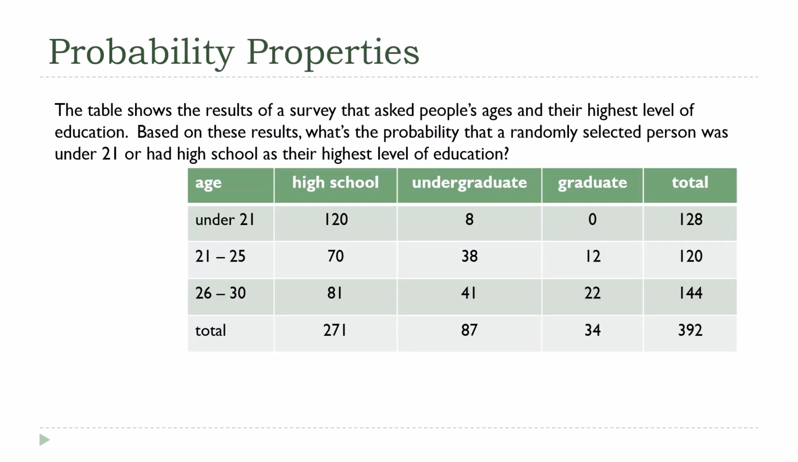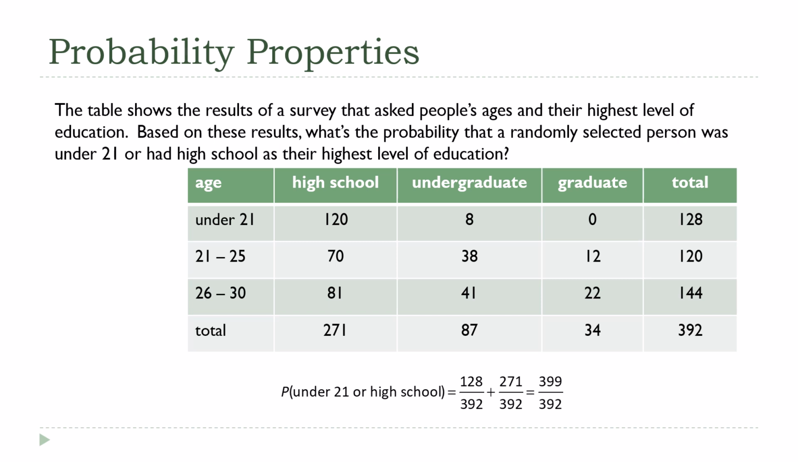So I've got another one here. And at first glance, this looks very similar to what we did when we were driving that first property. We want to know the probability of randomly selecting someone who is under 21 or who has high school as their highest level of education. Well, we saw with the previous or probability, when it was the union of two groups, we just added the individual probabilities. So this would be the probability that someone is under 21, that's 128 over 392, plus the probability that their highest level of education was high school, that's 271 over 392.